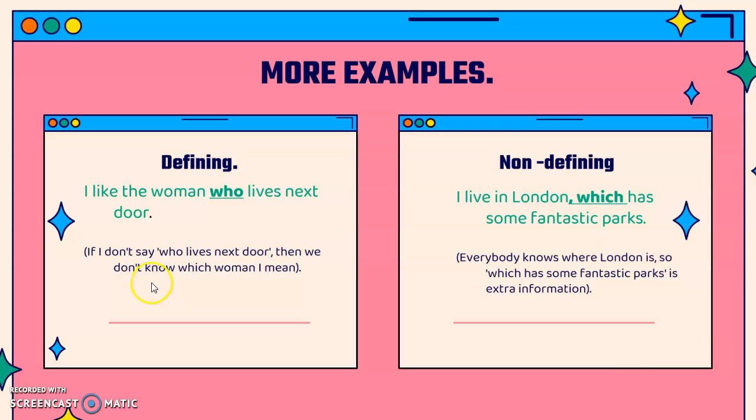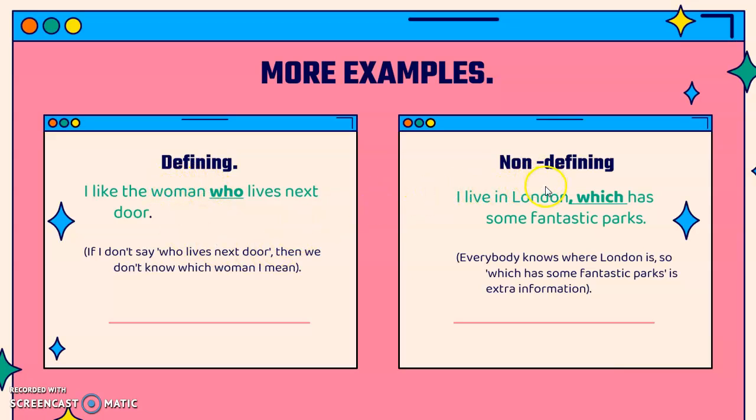So let's check some examples. I like the woman who lives next door. If we don't say who lives next door, then we don't know which woman I mean. Okay, so in this case we use who. So here it talks about the woman.